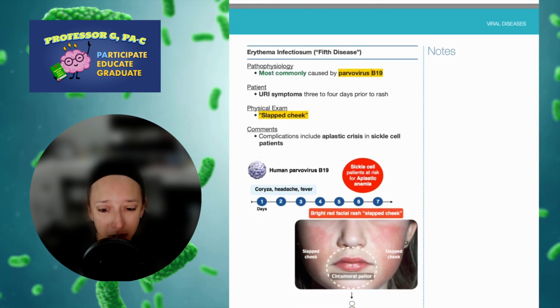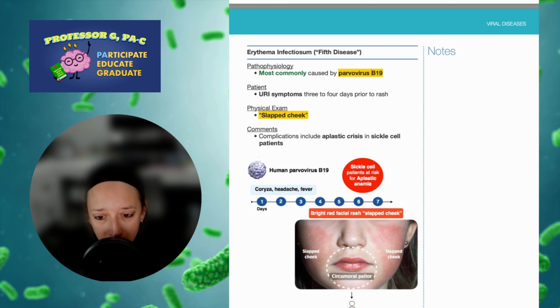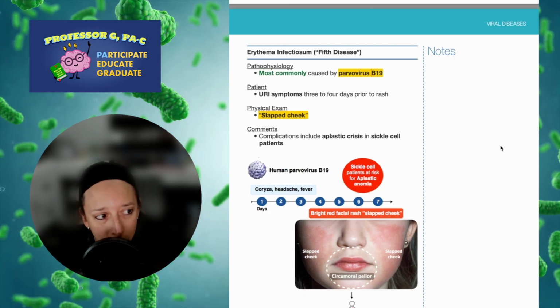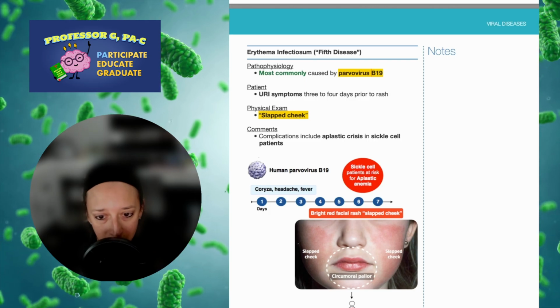Moving on, we have fifth disease, erythema infectiosum. So this one causes that classic slapped cheek appearance on the rash. Commonly caused by parvovirus B19.